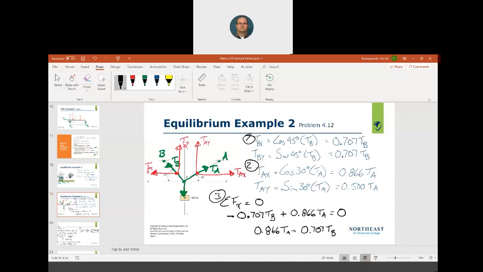Oops. So let me go back to TB. So I solved for TB. I didn't solve for TBY or TBX. See why you need to have it in terms of TB? Because then I solve for it. If I have TBX, TBY, I have too many variables.